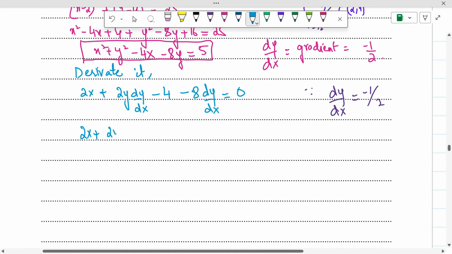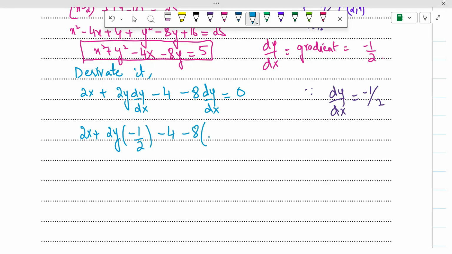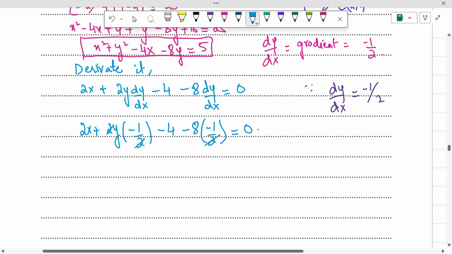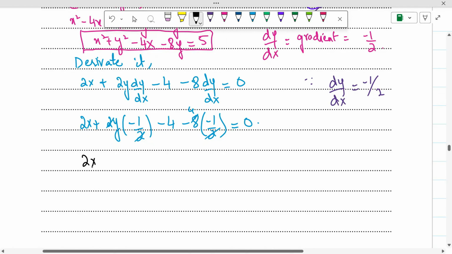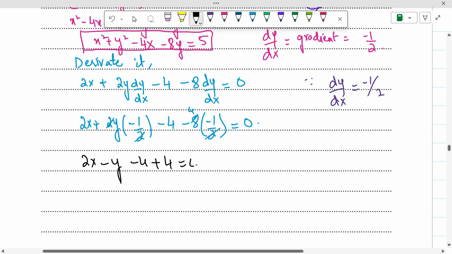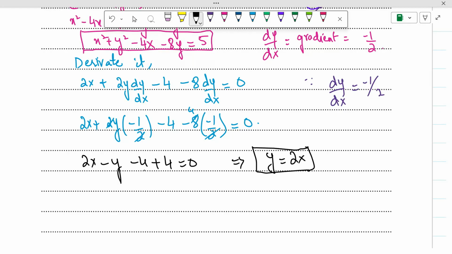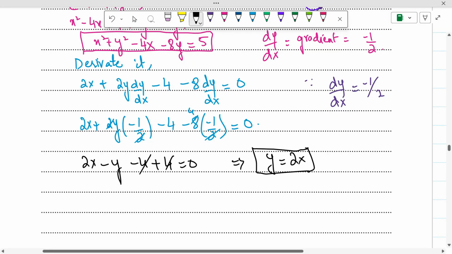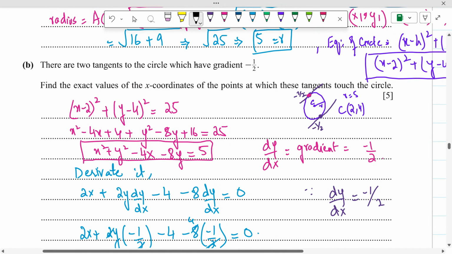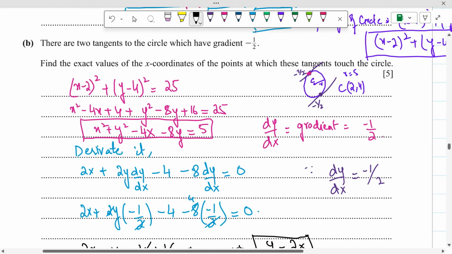So plugging dy/dx equals negative half, we have 2x + 2y times negative half − 4 − 8 times negative half = 0. So this will cancel out and this will be 4. So 2x − y − 4 + 4 = 0, and this gives y = 2x. So we have the condition that y is equal to 2x. Plugging this value of y in the equation of the circle, we can get the x coordinate of the point at which the tangent touches the circle.